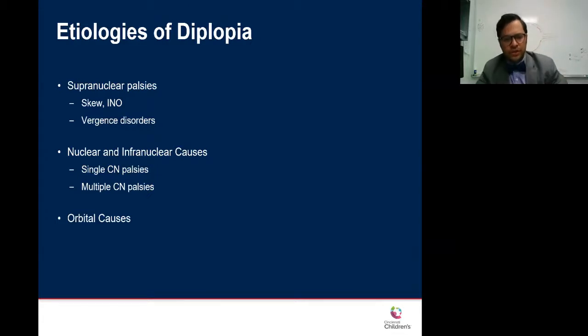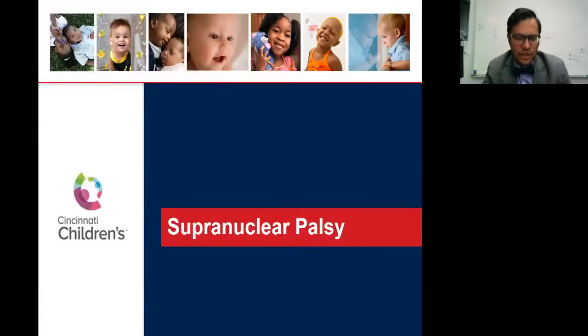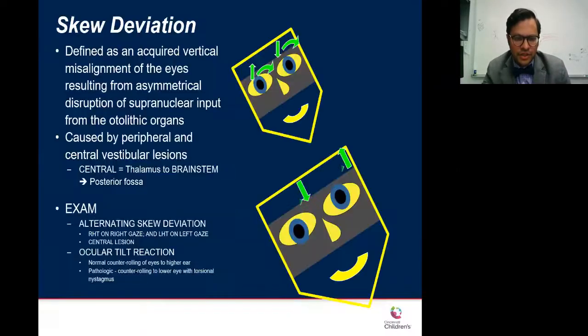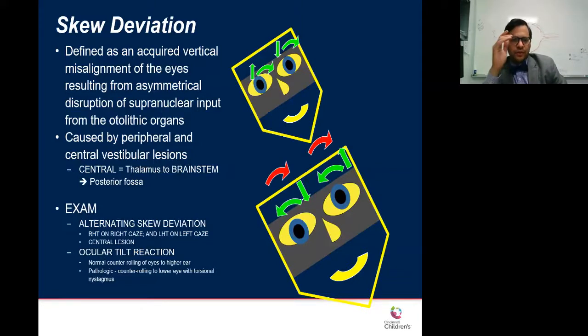So we're going to talk now about the etiologies of double vision. I'm just going to talk about supranuclear palsies at this time. Then we'll go into nuclear and infranuclear causes, and then orbital causes. So supranuclear palsies are above the nuclei of the cranial nerves. I'm going to talk to you about a couple of them, and I think the most common ones.